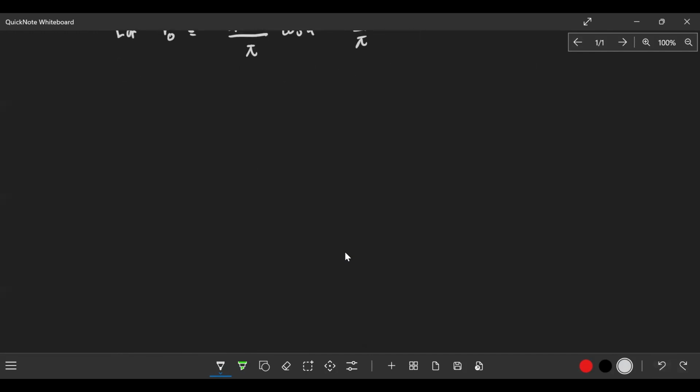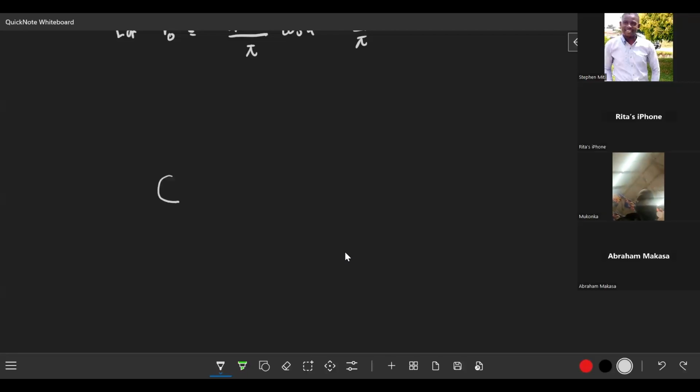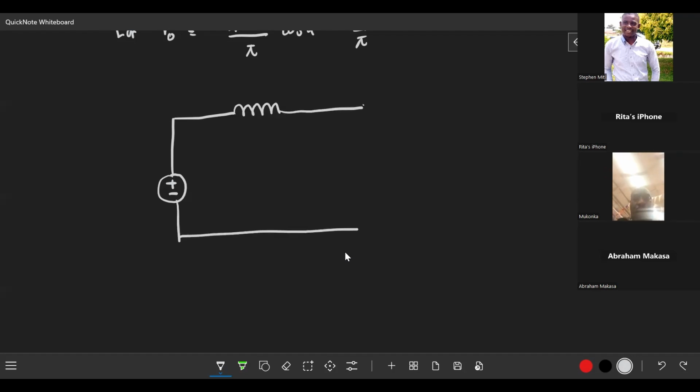So I can draw my circuit looking like this: plus, minus, this is DC. This is more like the input. Then consider the drop across the inductor, and then I get the output here. The output is simply the same VO. Of course, the current flowing in this direction is simply ID.